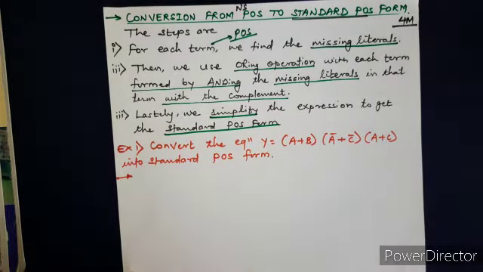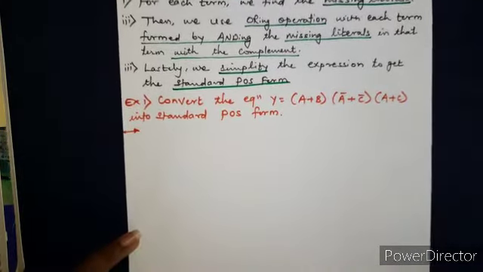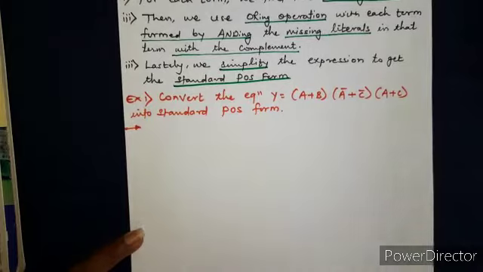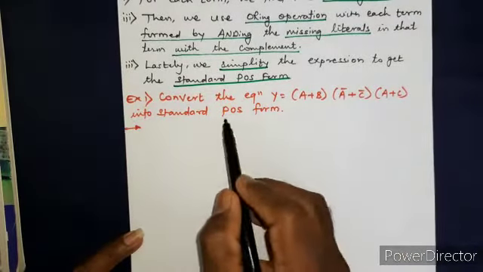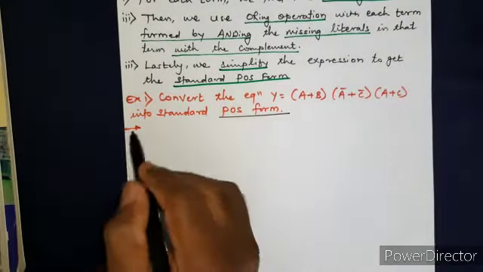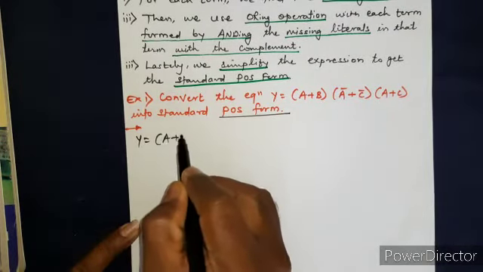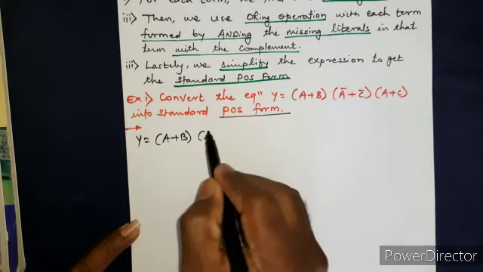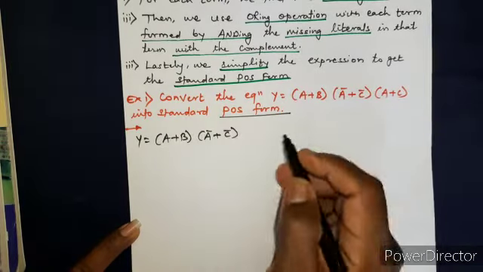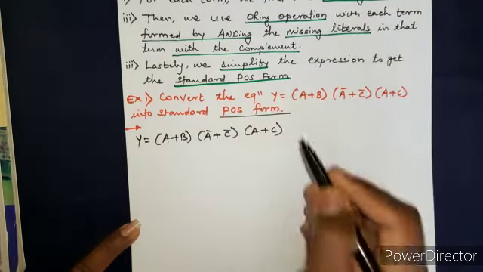तो देखते हैं. Let's see. Let's try to solve this. Convert the equation into standard POS form. So what is the given equation? Y equal to (A plus B), (A bar plus C bar), (A plus C).